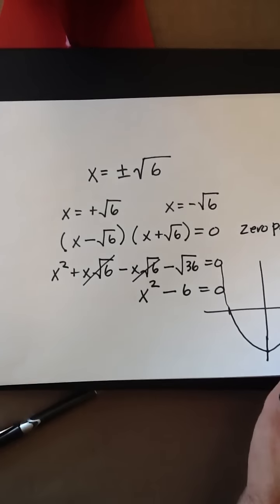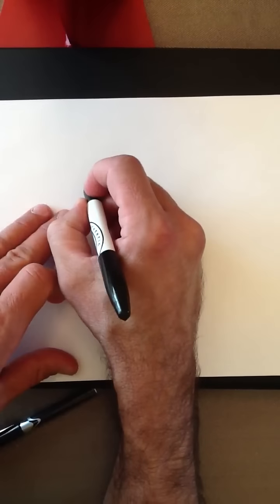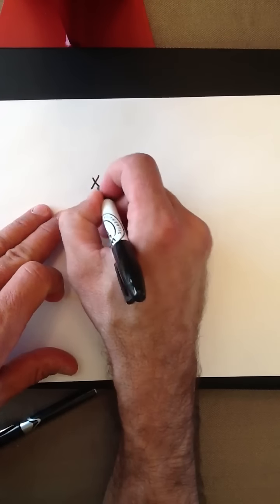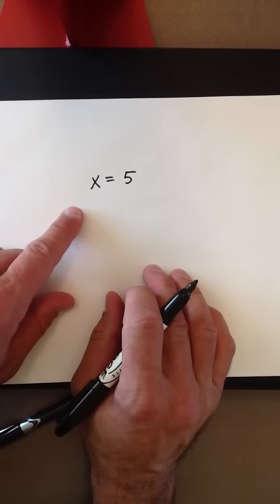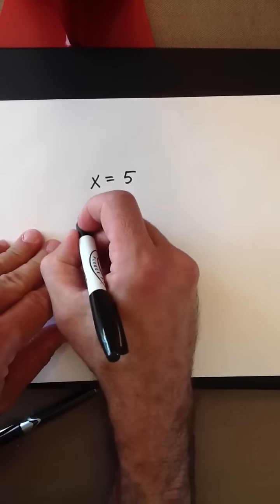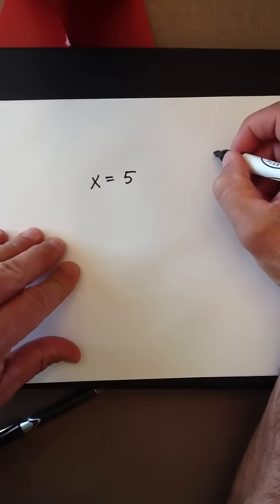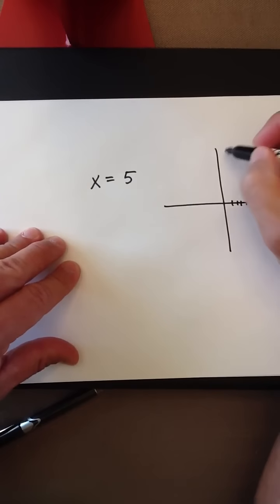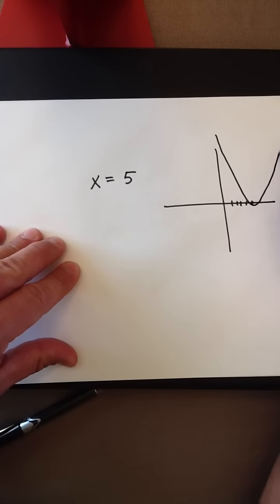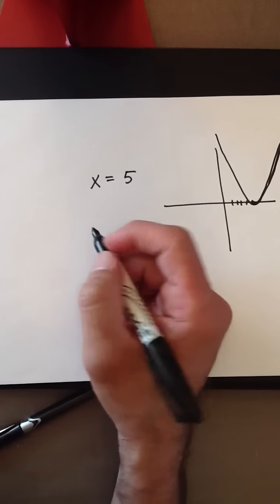Now, one last one, and then we'll be done with this. How about if I have a solution that says that x is equal to 5? You can also kind of predict immediately what kind of a parabola this will be, right? It's going to be a parabola, 1, 2, 3, 4, 5, that touches down only one time. All right, let's see if we can make that happen.